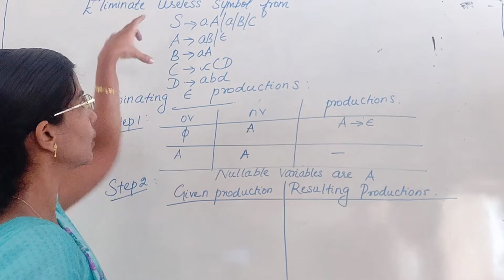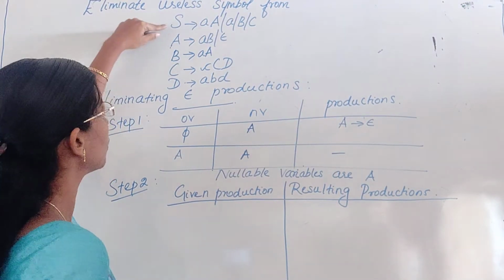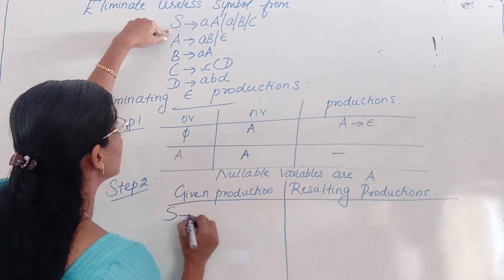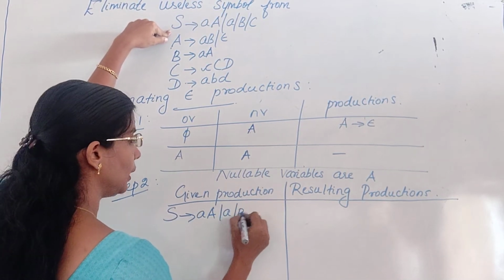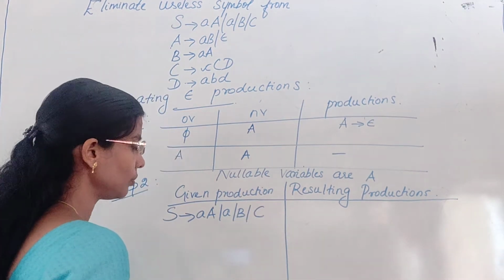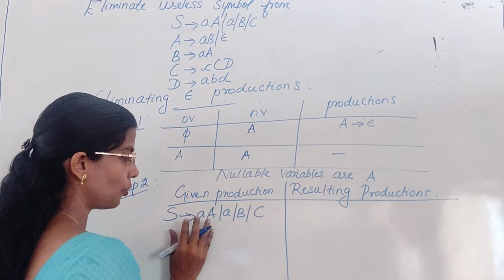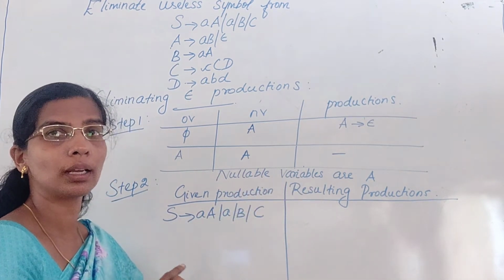Right? See the question and write all the productions one by one. So I write my first production: S tends to A, B and C. Right? So first, what are the nullable variables? Only A is a nullable variable.